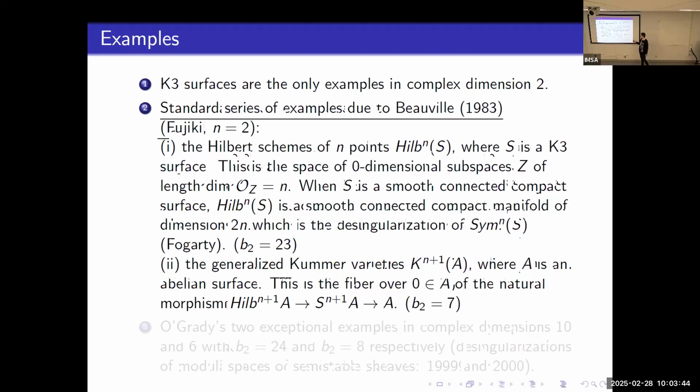If you just take the n-th cube of the abelian surface, it will have too many holomorphic two-zero forms, and it wouldn't be simply connected. But to resolve this, you can just take the summation map from the symmetric (n+1) product of A to A, and then take the fiber over 0 of A. In this way, you get a hyperkaehler, which is simply connected, and it has one global 2-0 form.